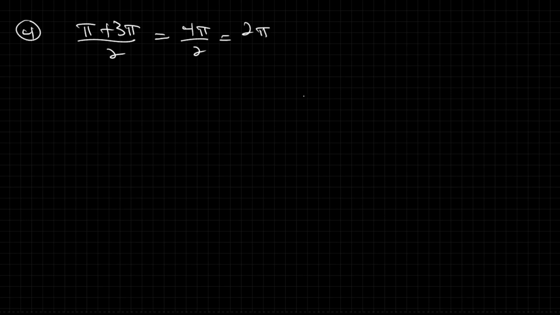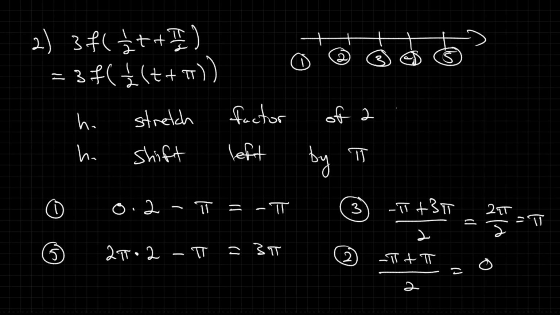Once again, I'll make the obligatory remark that you could apply the transformations that are listed here to the important t-values of the parent function, that is 0, pi over 2, pi, 3 pi over 2, and 2 pi, and you would get these same results. Now let's go ahead and put these onto a coordinate plane.